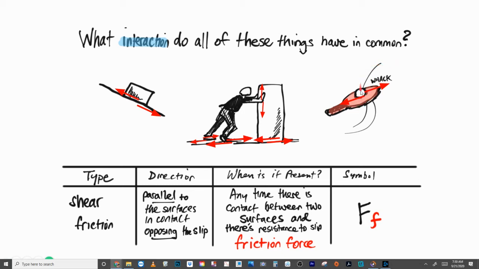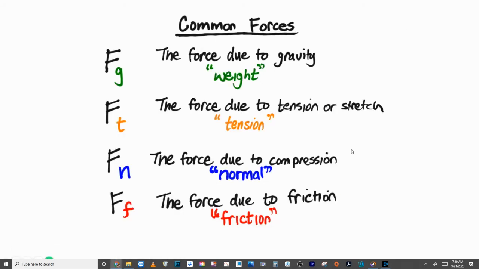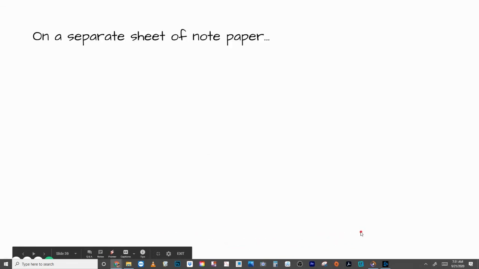Kind of cool. So this ping pong ball is going to come in, and then it's going to do some fancy stuff after that. So these are the 4 common forces that we have so far. The force due to gravity, also known as weight, the force due to tension or stretch, the force due to compression, also known as the normal force, and the force due to friction, which is a shear force, and we sometimes just call it friction. All right, there we go.